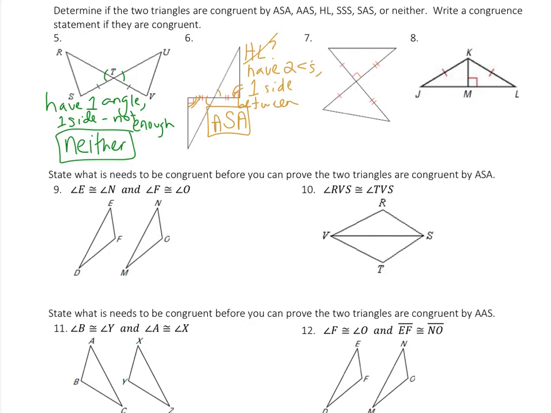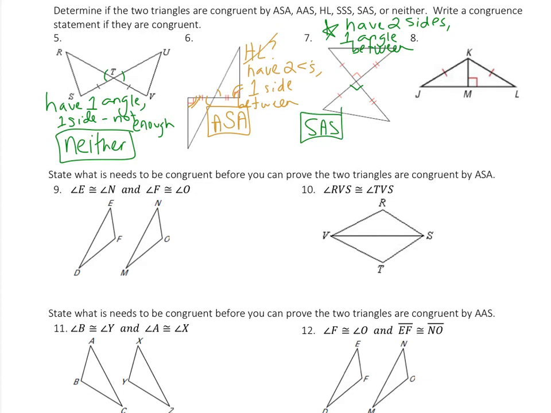Number 7, I would like you to do this one by yourself. Again, you've got vertical angles, so don't forget about that. So hopefully you notice that that's also going to be 90 degrees, so you have 2 sides that are congruent and one set of angles that are congruent. Our angle is between the 2 sides, so we've got side, angle, side.